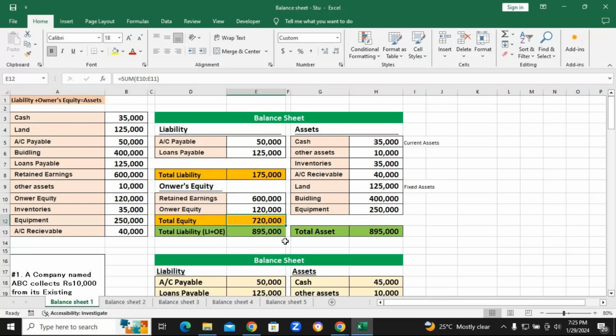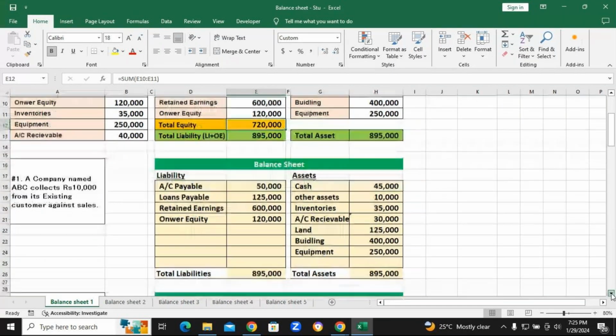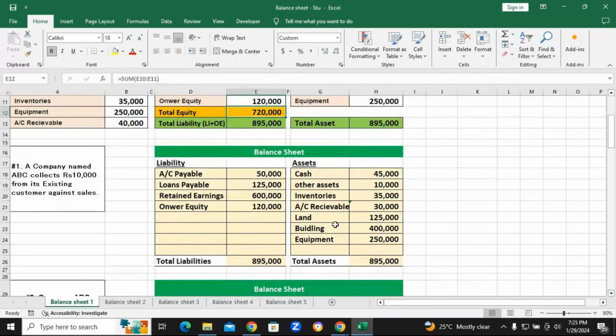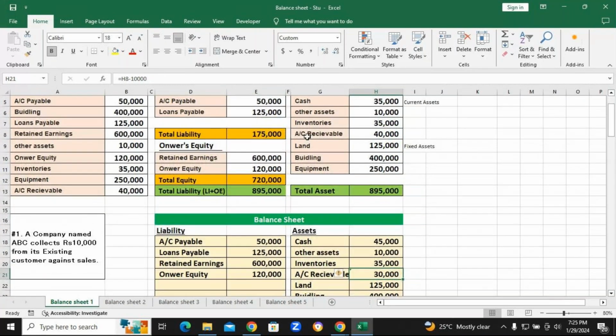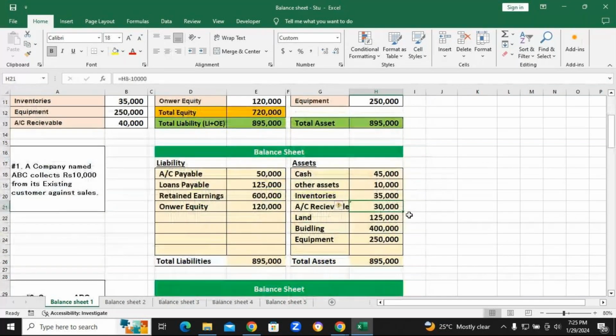Excuse me, ma'am. Yes, ma'am. For the first question, the company named ABC collects 10,000. Second problem, how the cash came to 45,000. Before, the amount receivable, the amount I'm supposed to receive, is 40,000. When I am bringing forward the values, here amount receivable is 40,000. A company named ABC collects rupees 10,000 from its existing customer, who is already a customer and is supposed to pay me 10,000 rupees.